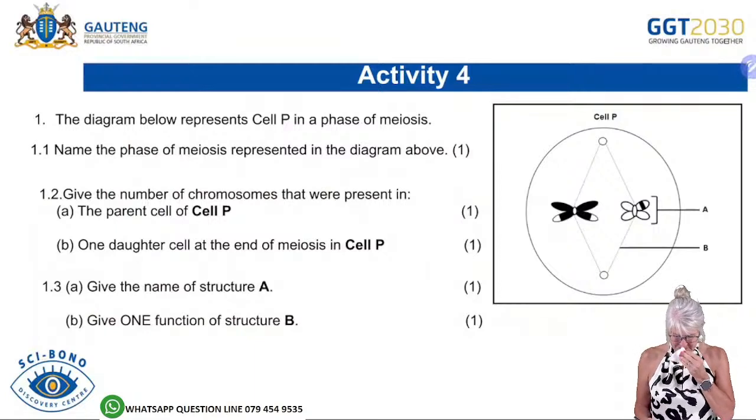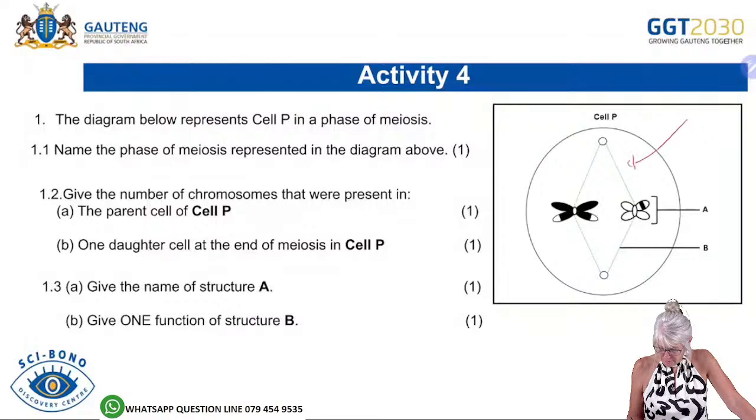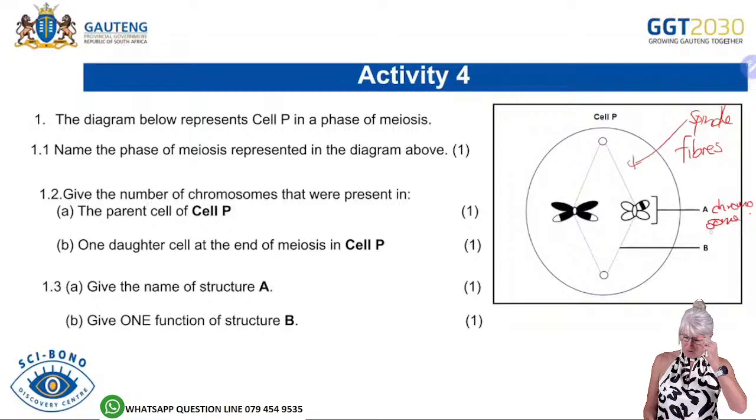And there we see there's a diagram that says cell P and it's in a phase of meiosis. They don't tell us which one. So there we can see, and if we have a look, we can see the spindle fibers, and then we can see there's 2 chromosomes there. So that would be your chromosome, and then we can see crossing over has taken place. We don't see homologous pairs, so they're going to then ask us questions based on that.